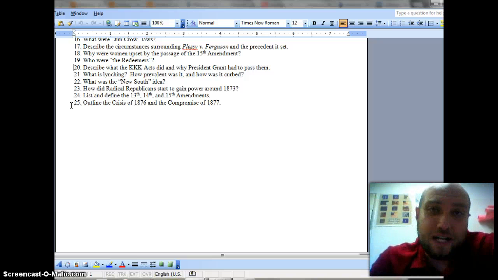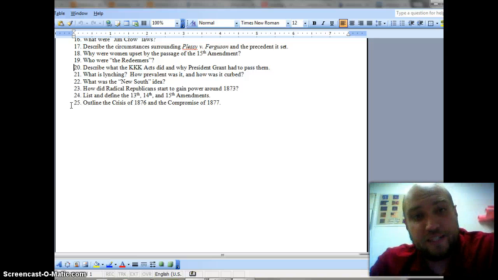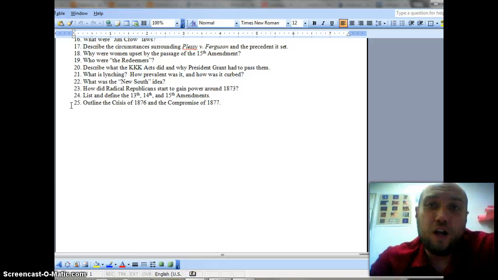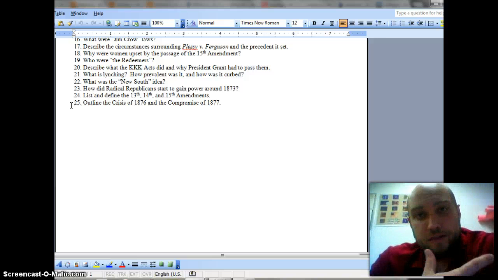So the crisis of 1876 is the dispute over the votes. The compromise of 1877 is the decision to let Hayes, the Republican, have office if he removes all of the troops from the South. So there you go.